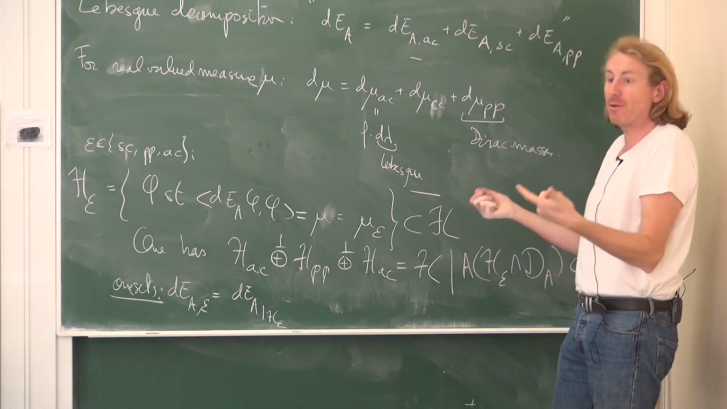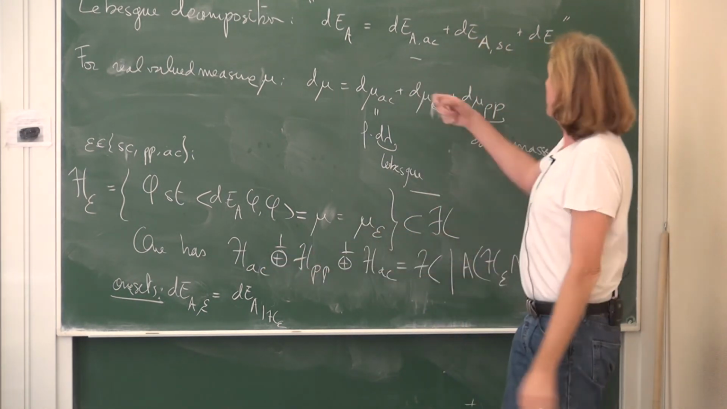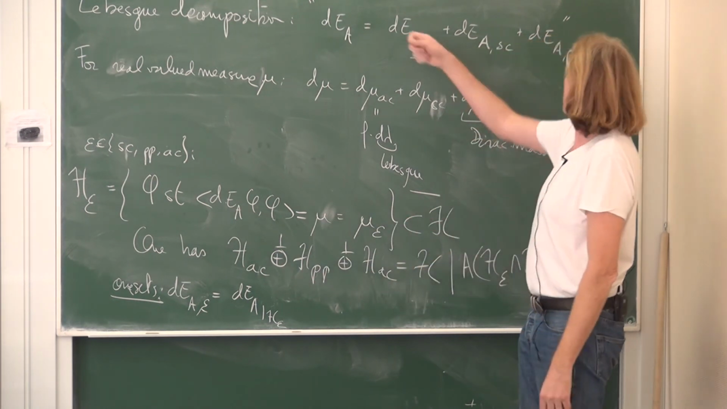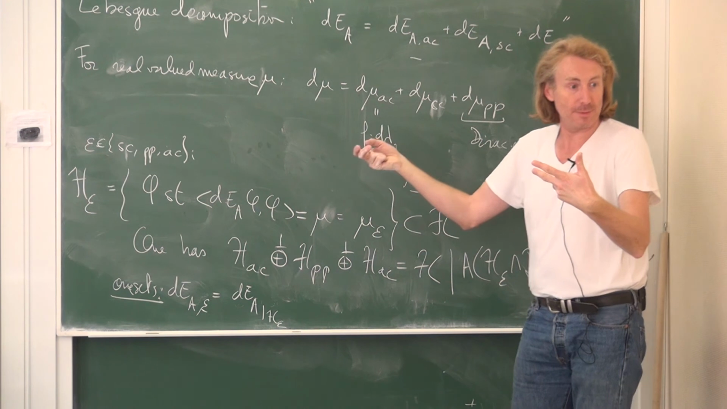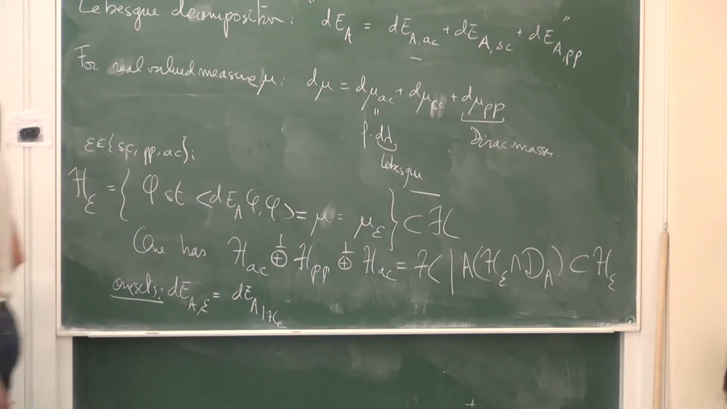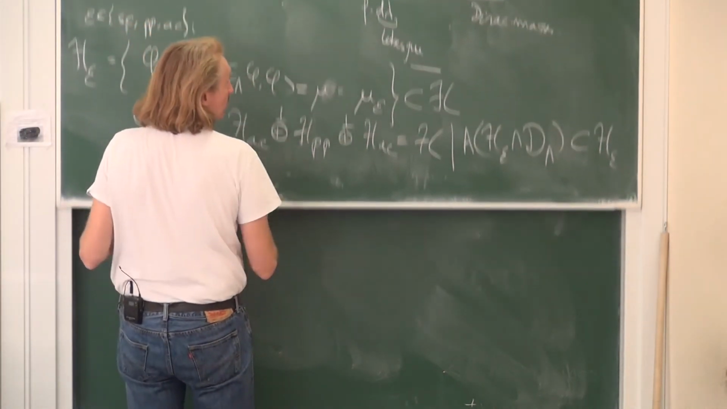Okay, so if you take a general vector phi, which is not in any of these components, which is the sum of the three components, you apply this to it, you see that you have various parts of it, right? So, well, I guess this is nothing new to you, for most of you at least.